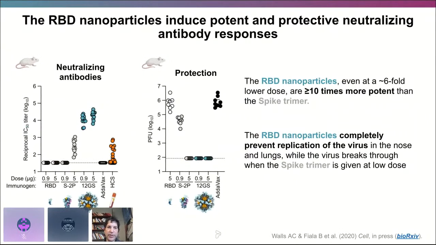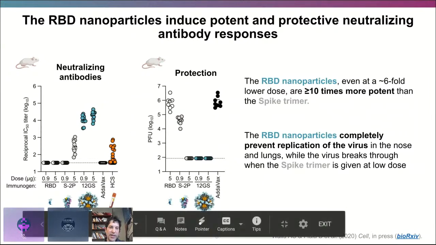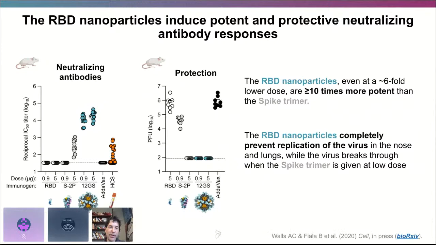these RBD nanoparticles elicit really strong immune responses in animals. They're considerably stronger than the responses against the spike protein that's shown as S2P here. So this is the response against the trimer alone, and the response against his nanoparticles. That's really exciting because the current vaccines, which are already working quite well, are based on the spike trimer, whether they're mRNA or viral or subunit.